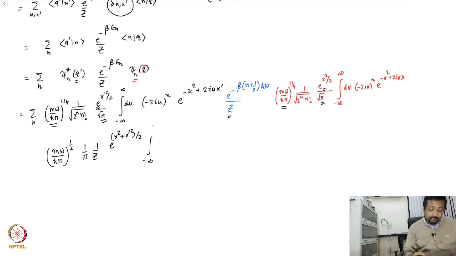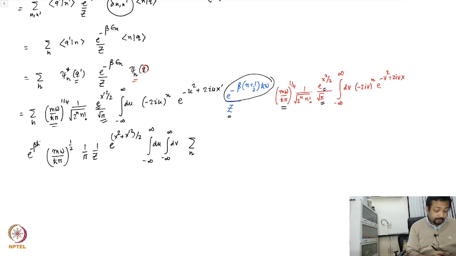Let's take the integrals over here, du, and then I have dv. Now I take care of the sum over n. But before that, I also note that this factor that you see over here gives me e to the power minus beta h bar omega. So I will bring out e to the power minus beta h bar omega.